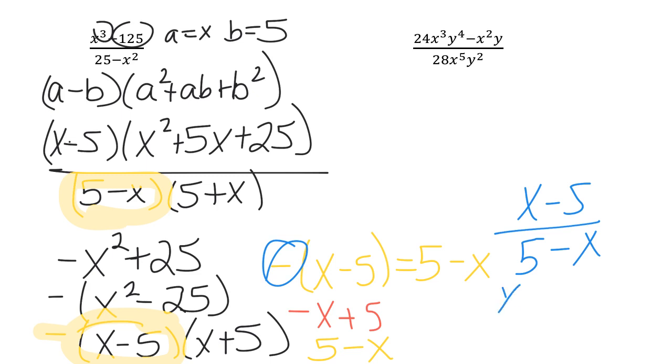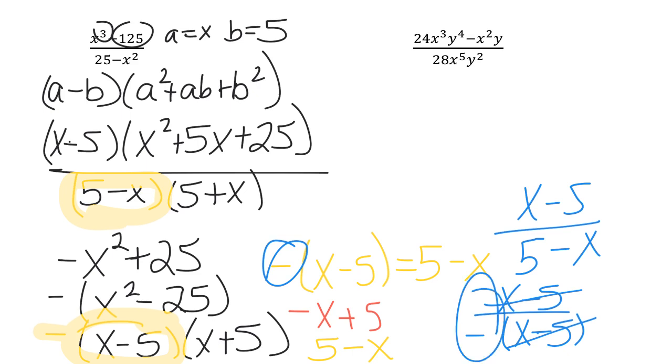I would end up with x minus 5 over negative x minus 5, and that cancels and it leaves behind that negative 1. So when I divide this out, I can divide out the x minus 5 with the 5 minus x, but it leaves behind a negative 1 because they're opposites. And how does that look in our final answer?